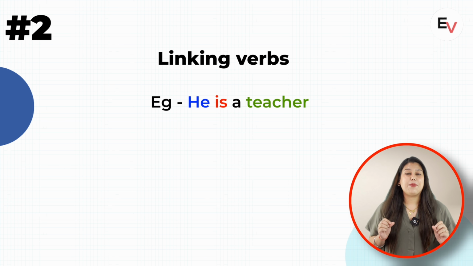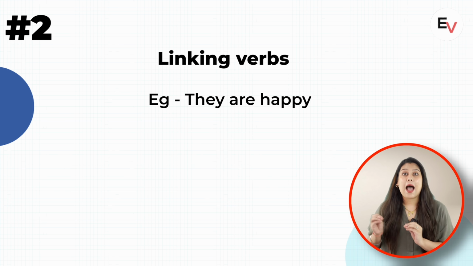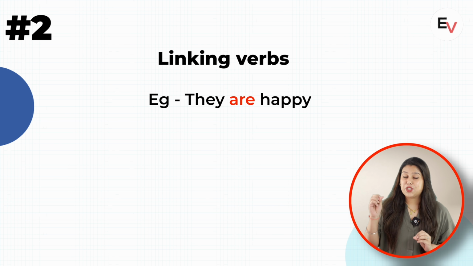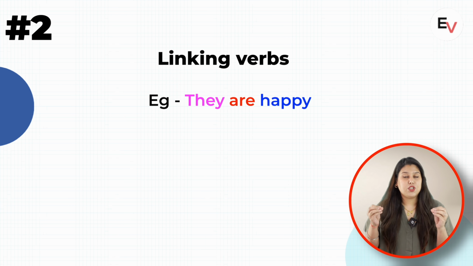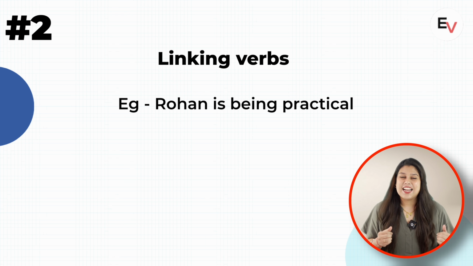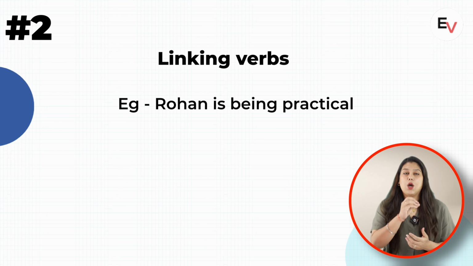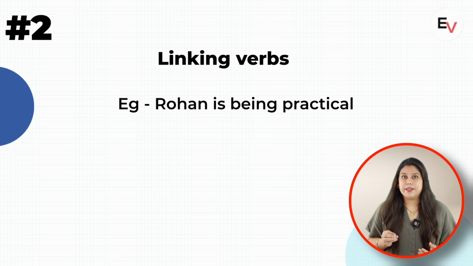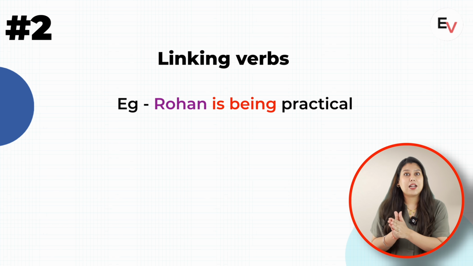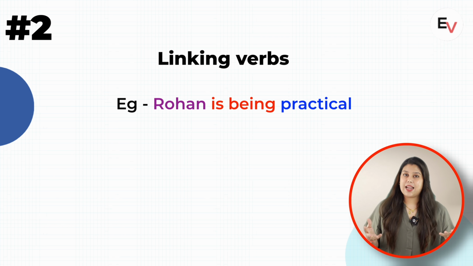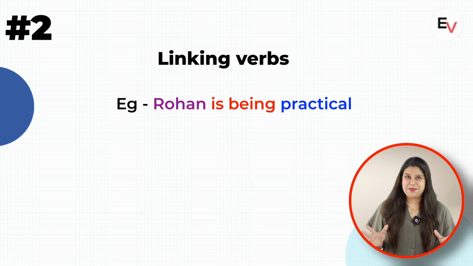Moving on to example number 2. They are happy. In this sentence, the linking verb is "are", which connects the subject they to the adjective happy, which describes their state of being. Sentence number 3. Rohan is being practical. In this sentence, the linking verb is "being", which connects the subject Rohan to the adjective practical, which once again describes his condition. Simple.